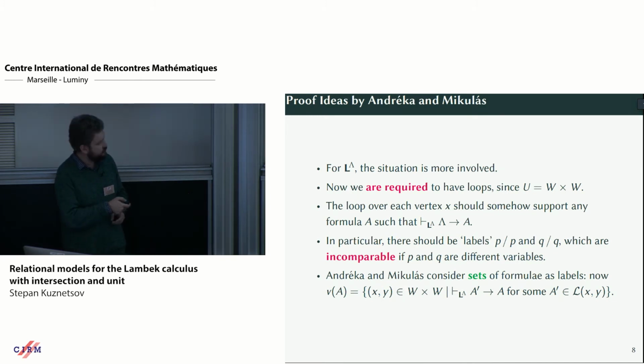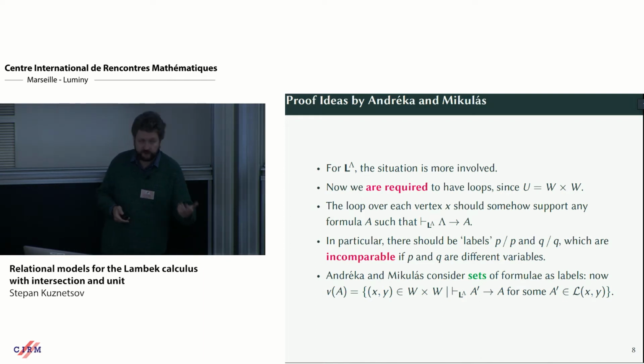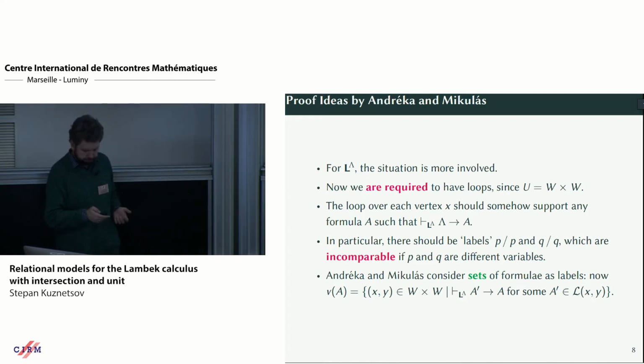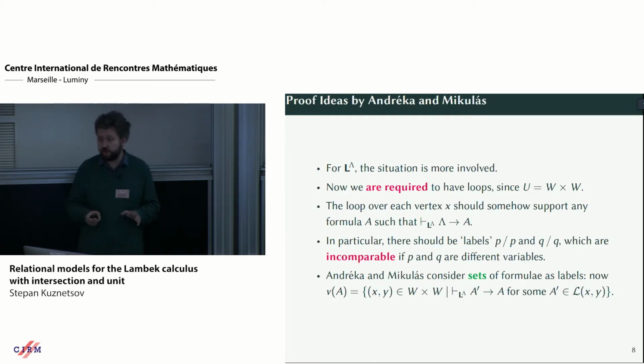And now, again, you can add H here, but this is for weak completeness. So if for some A prime in this label set you have derivability, then you should validate A. But this still gives strong completeness. The same result, but a different proof.